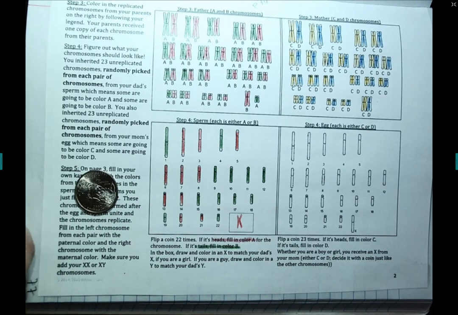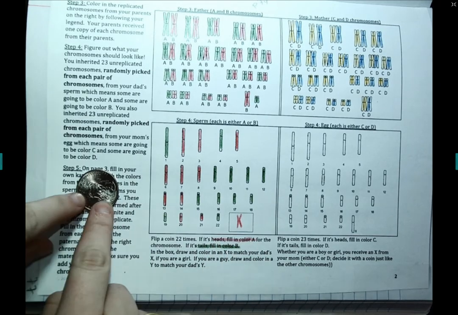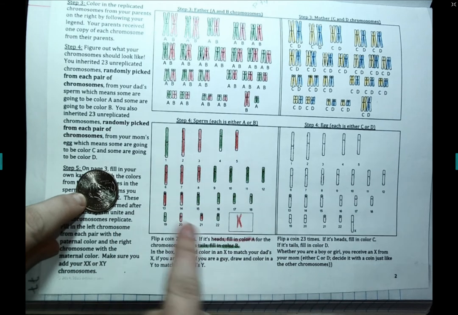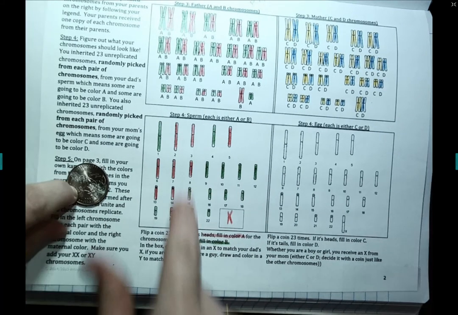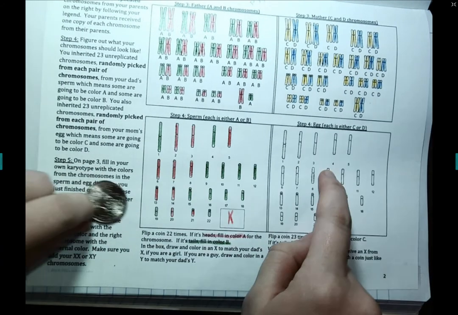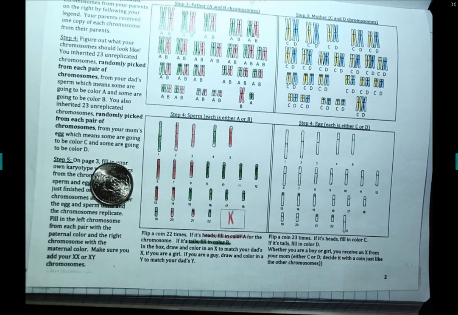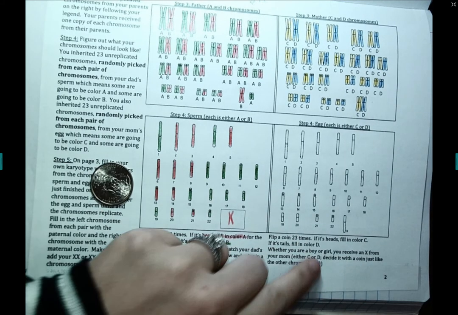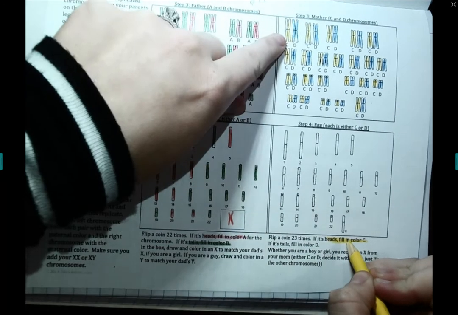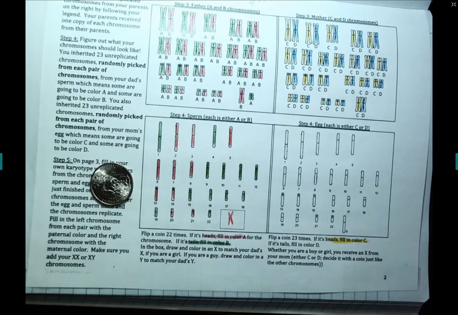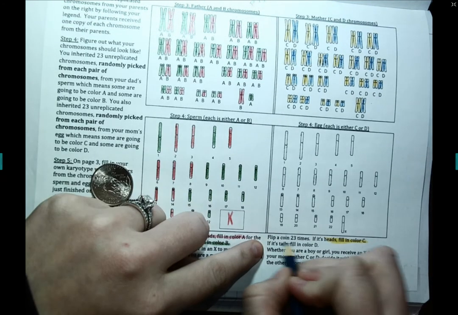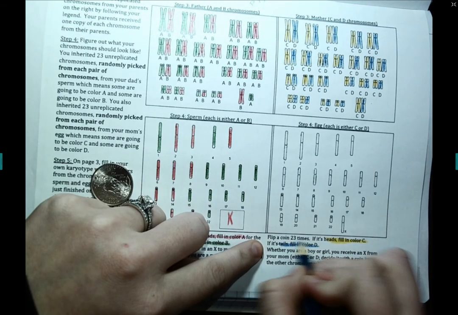So I did actually make a mistake and it's perfectly fine. This will still work. Every time I flipped, I colored in my little chromosomes for the sperm from dad. Now I'm going to do the same thing for the egg from mom, sex chromosomes. If it's heads, I'm going to fill in color C, which is yellow. If it's tails, I'm going to fill in color D, which is blue.